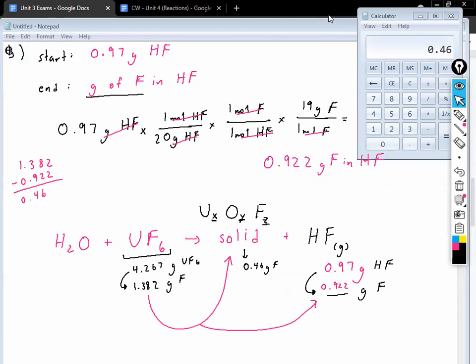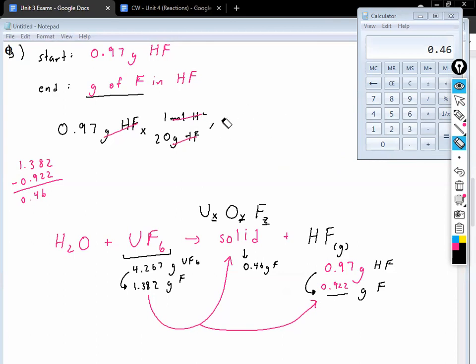But so far, is this making sense, guys? You guys good? Okay, we're actually not done yet, because it's not asking for grams, right? It's asking for the percentage. So I'm going to erase this up here. We just need to calculate what percentage of the original fluorine ended up in the solid and the gas.